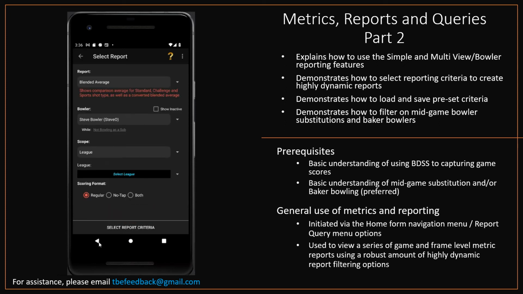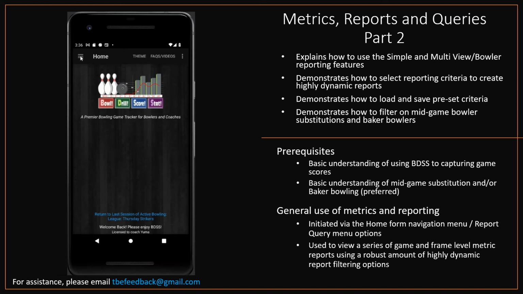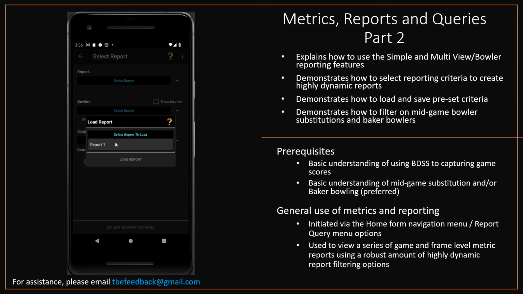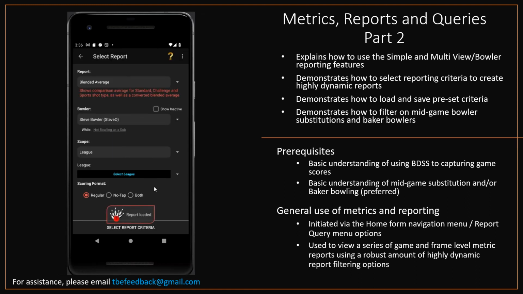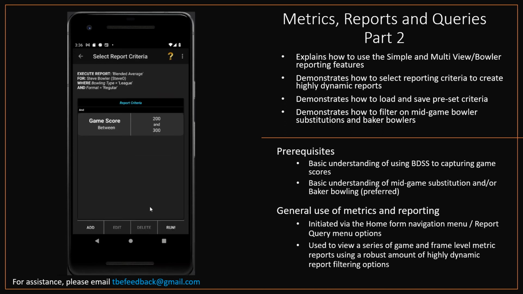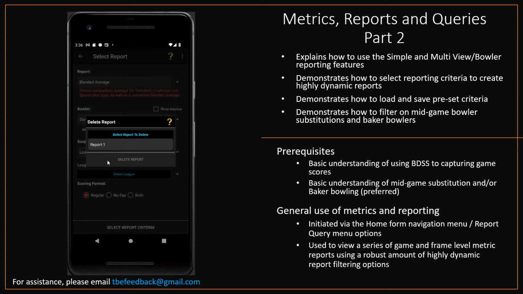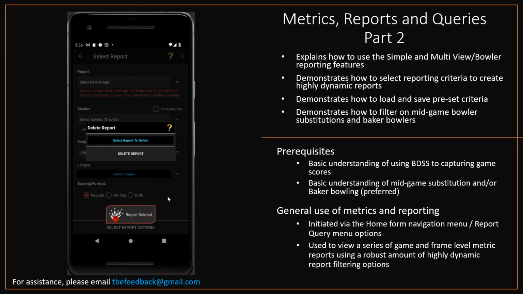Now I'm going to go all the way back out to the home screen. And I'm going to go right back in under Simple View. And then I can come up here to the top and click Load Report. Select report one, click load report, and you can see my report criteria has been pre-populated. I click select report criteria again, and there is my rule. You can delete it if you wanted to. Select report one, click delete report, proceed, yes, and you can see that the report is gone.